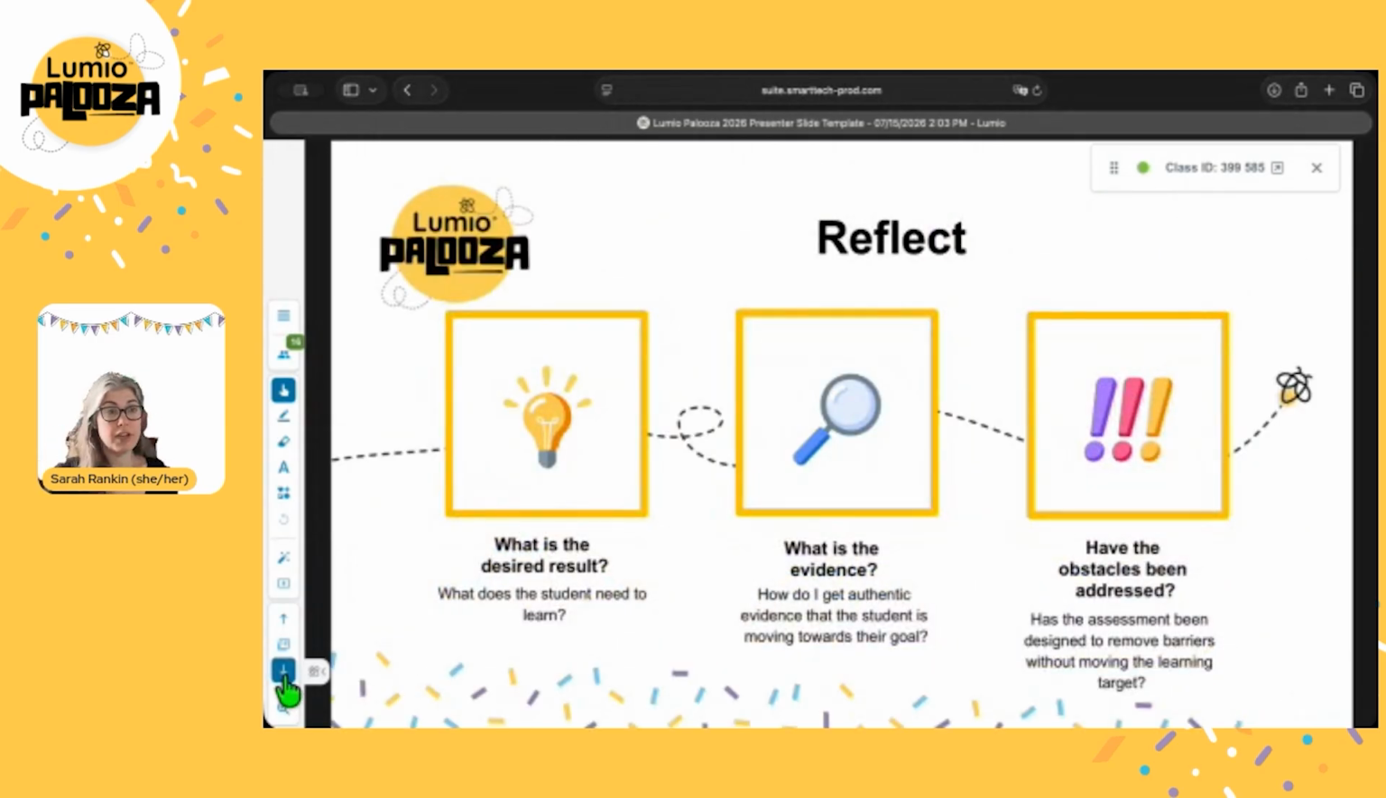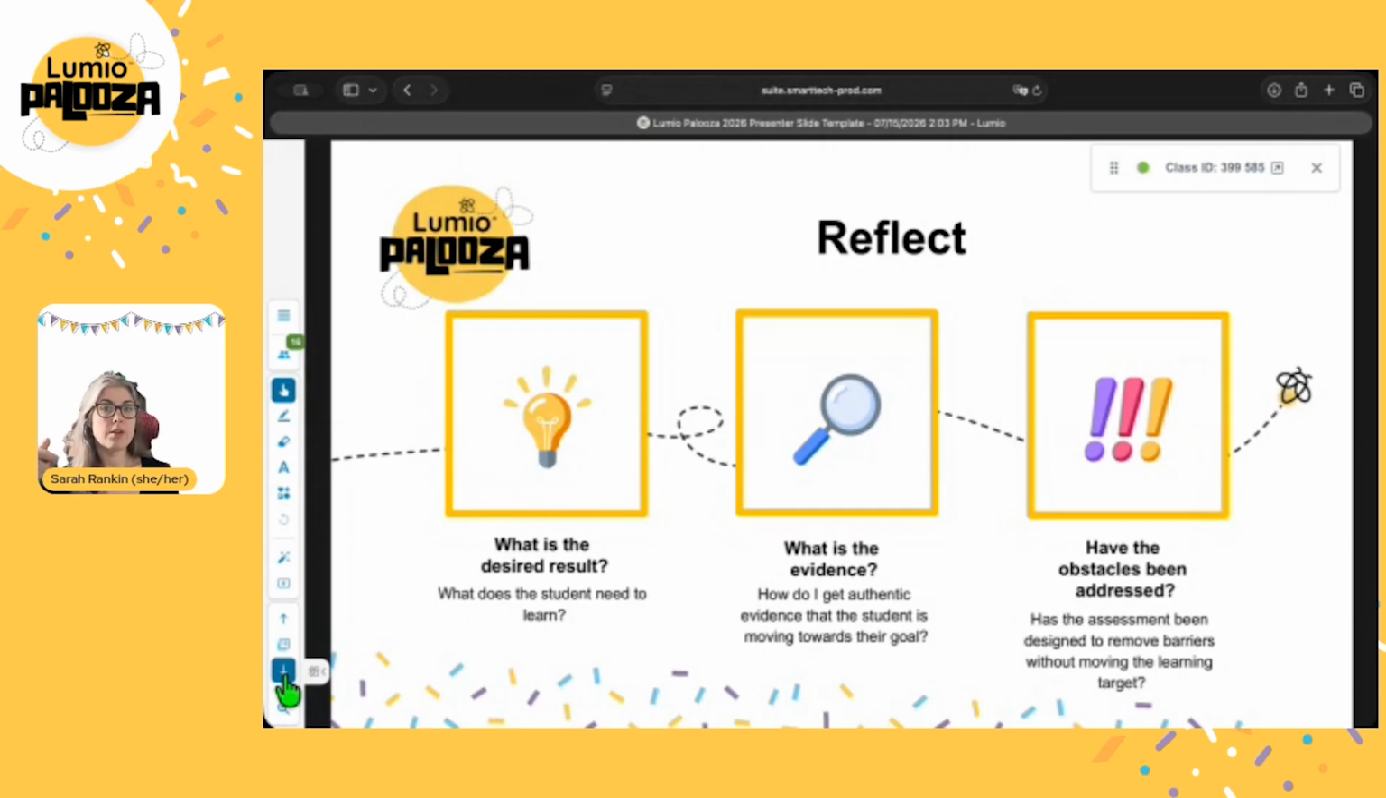So as a final reflection piece, just to think, one, what's the desired result? What is it that your student needs to learn? That's the first question right out of the gate. What do they need to learn? The second question is, what is the evidence? How do I get that authentic evidence that they're moving towards the goal? How do I collect that? How do I use it?